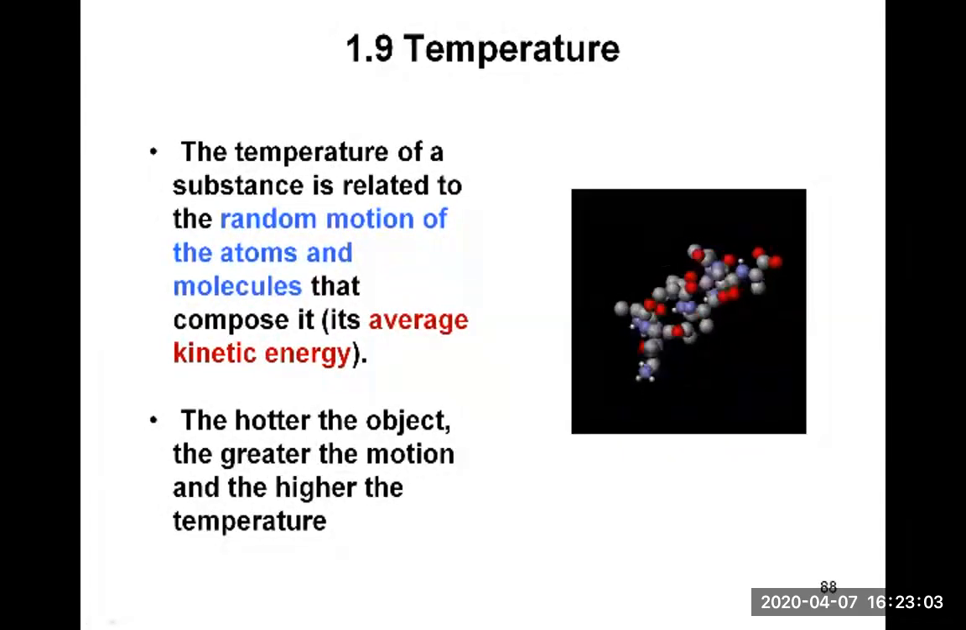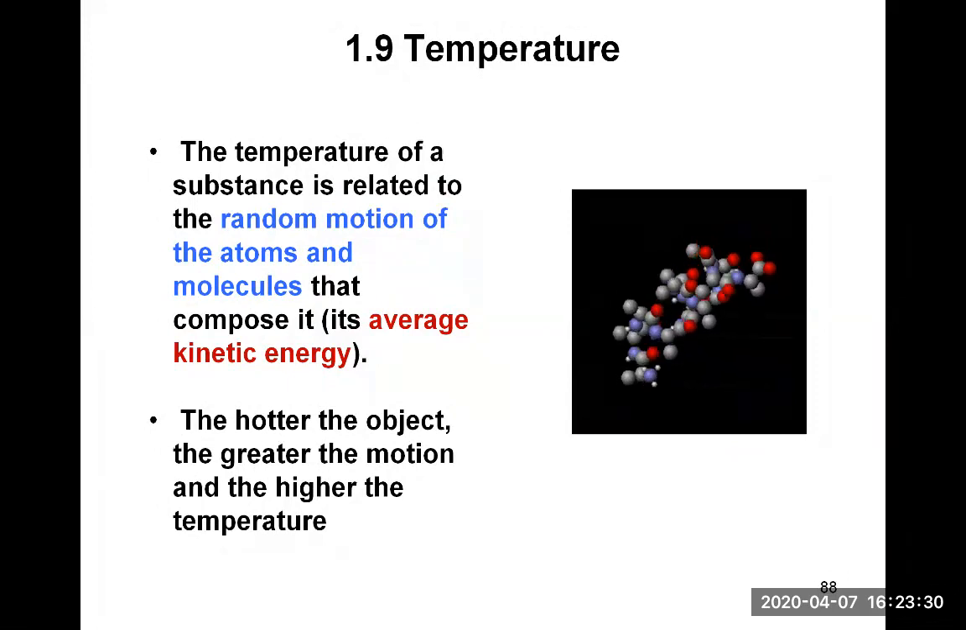So this video will go over section 1.9 and 1.10. Section 1.9 on temperature. So the temperature of a substance is related to the random motion of the atoms and molecules that compose it. And this random motion is due to the average kinetic energy that the substances possess.